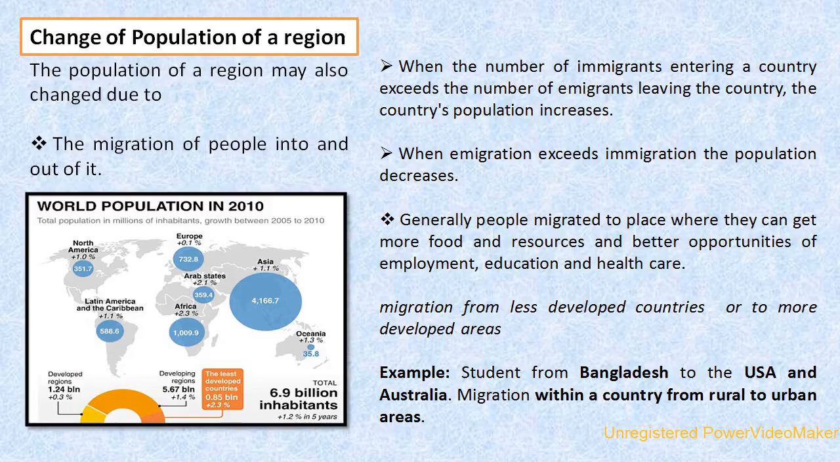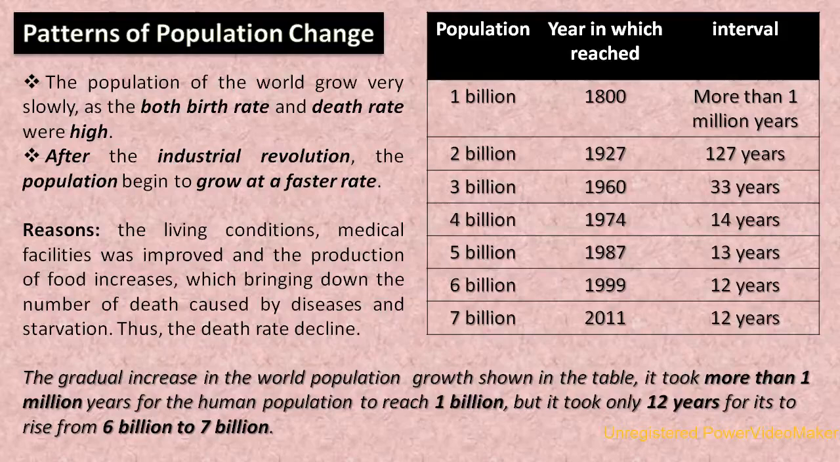Because of all these things, some regions have higher population, some regions have less population. Patterns of population change. The population of the world grew very slowly, as the birth rate and the death rate both were high at the time. So the population grew only very slowly.